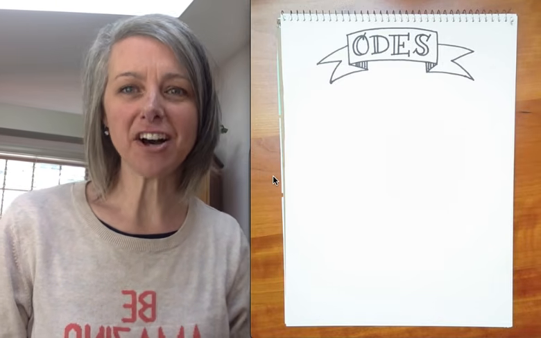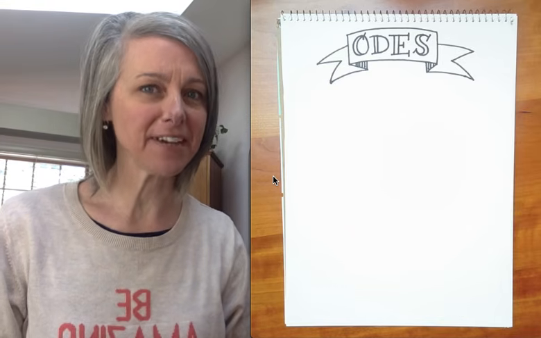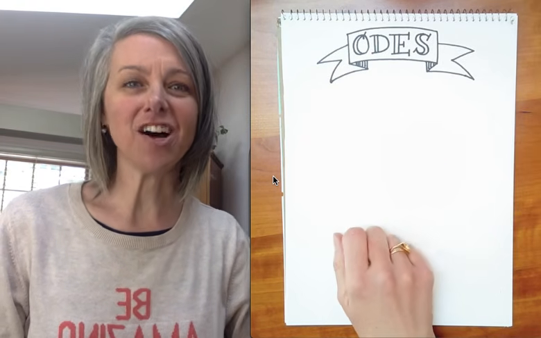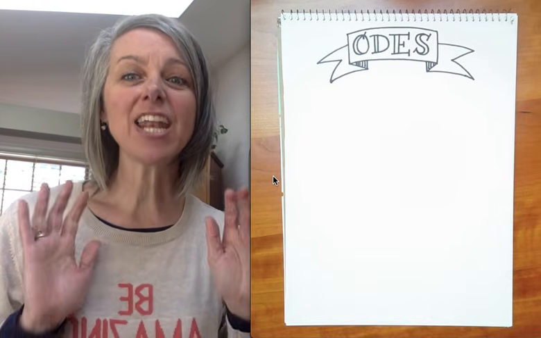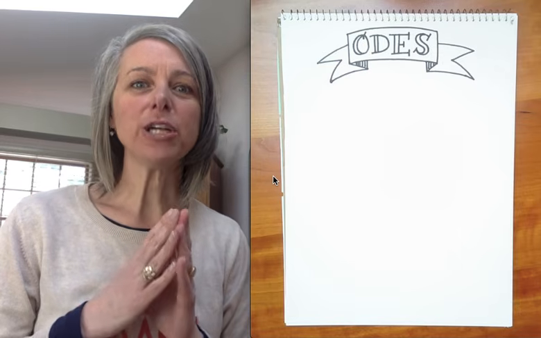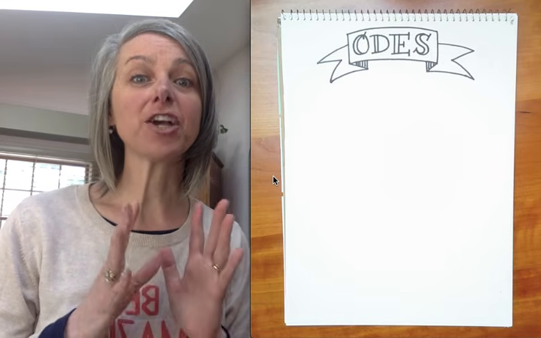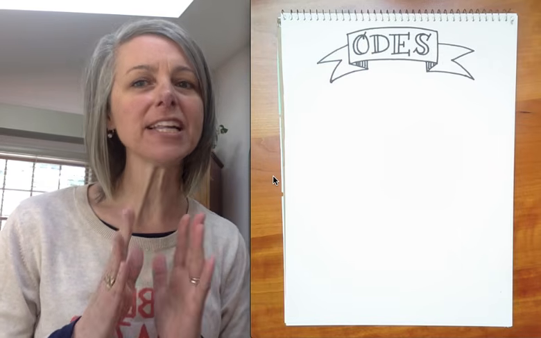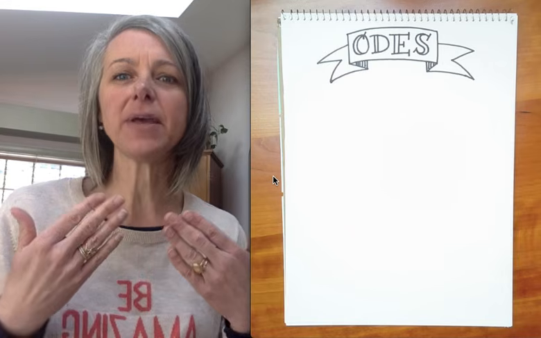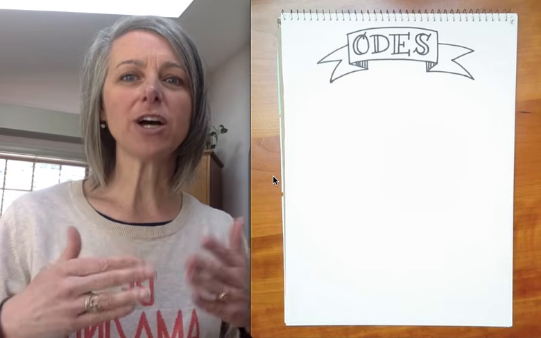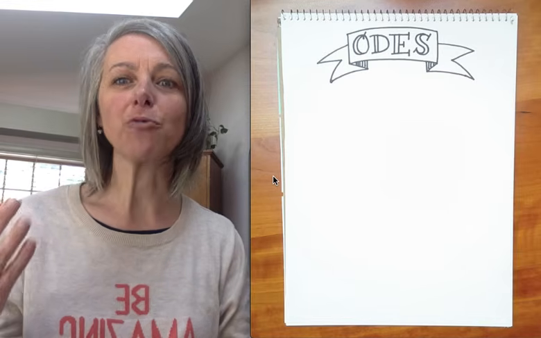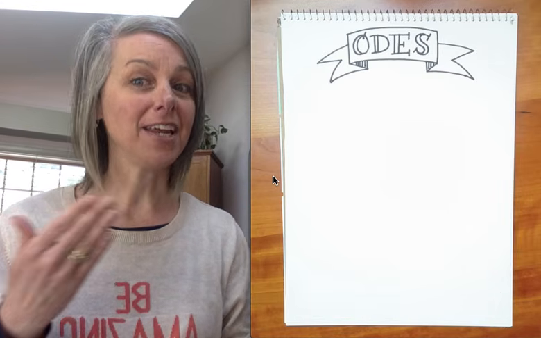Today we're going to be talking about poetry and a very specific type of poetry, a poem that is called an ode. An ode is a type of poem where you think of something that you have been feeling grateful for or something that you really appreciate, that you want to pay tribute to, or you want to acknowledge or thank or recognize. That is what an ode is.